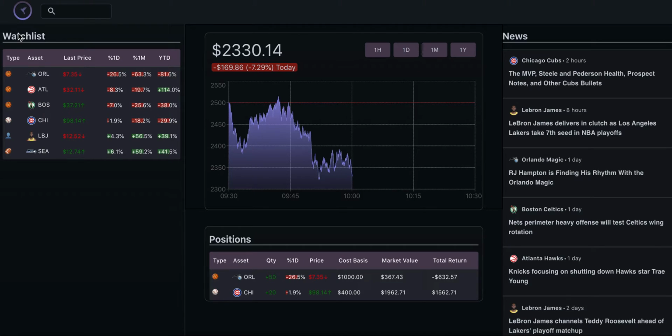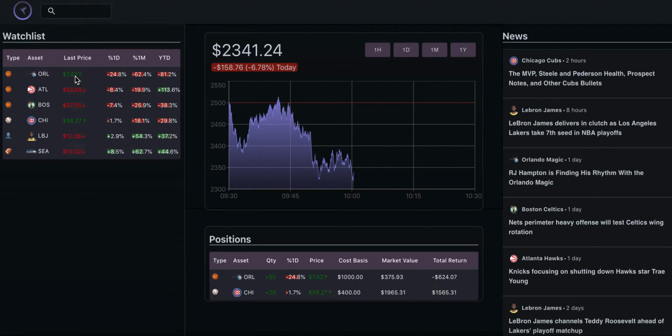On the left, we have the watch list. This is a collection of assets that a user may want to see, either because he or she owns them, or because he or she thinks they might be interesting at a certain price level, or just likes the team or player. We have the type of asset, so in this case, a basketball team, the Orlando Magic, as well as the code that represents it, and this is the last price.